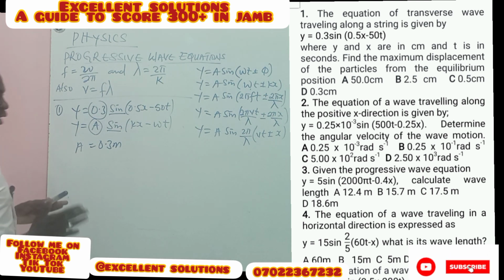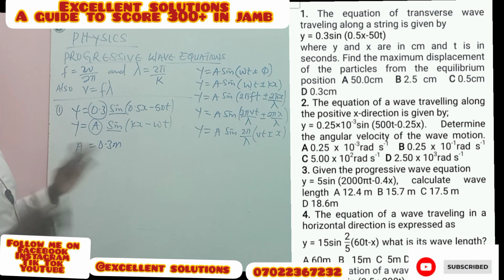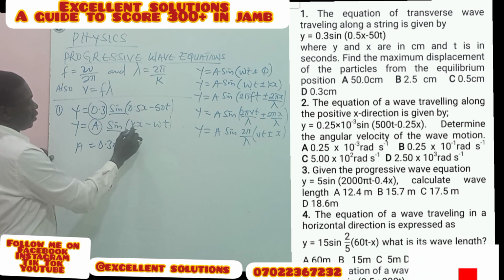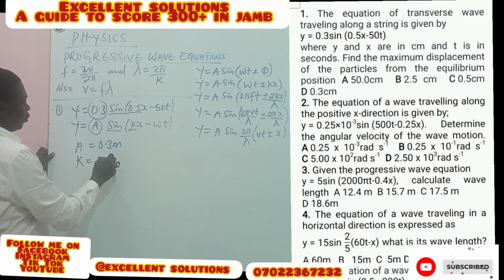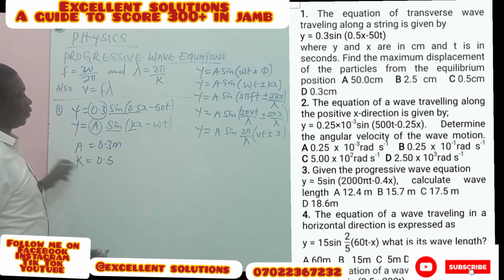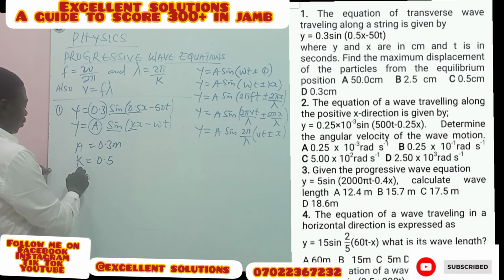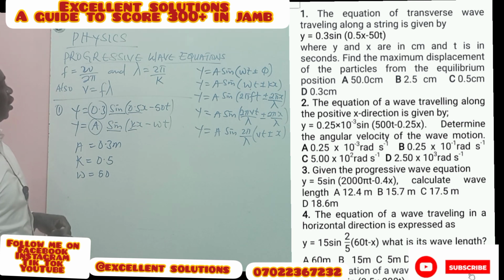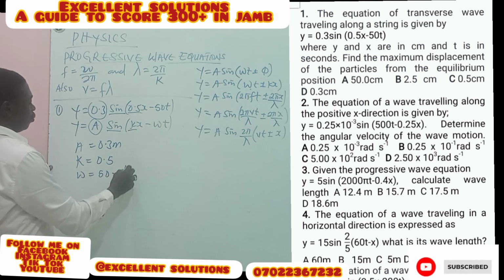But since we are now starting solving questions under progressive wave equation, let's use this equation to solve for other values so that we can understand the concept better. If you look at this, the coefficient of x here is k, the coefficient of x here is 0.5. So we can now say k equals 0.5. The coefficient of t here is omega, the coefficient of t here is 50. So we can now say our omega equal to 50. So in this case, if we are asked to find the angular velocity, it's just equal to 50 rad per second.